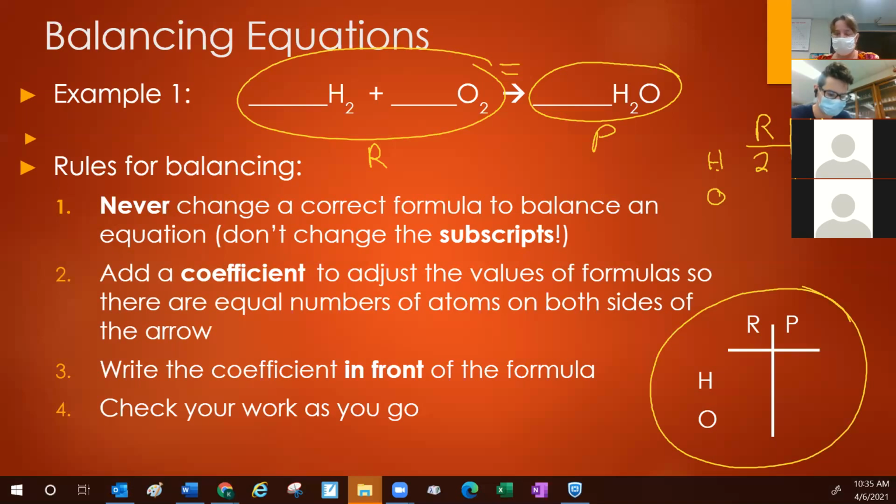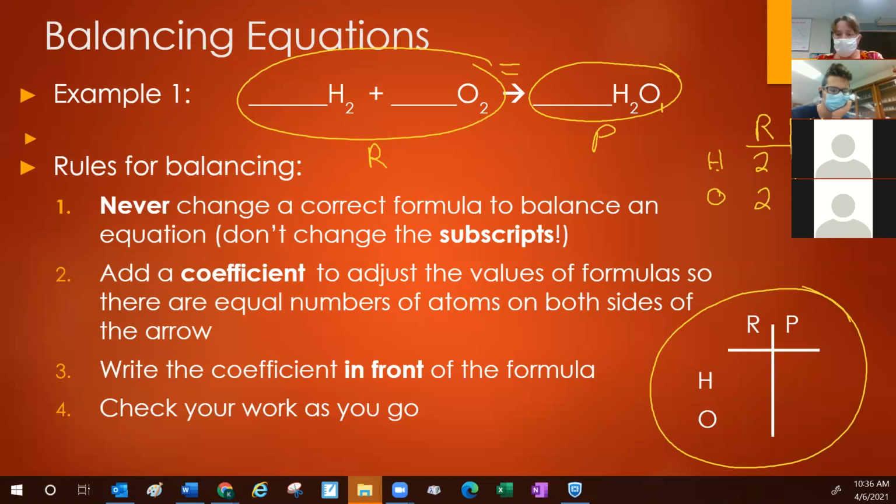Not only the hydrogen has to be balanced, but also the oxygen. So let's check the oxygen. On the reactant side, there are 2 oxygens. On the product side, however, this O, remember that when there's no subscript written, we assume it's a 1. There is only 1 oxygen in the product. And that's not okay because they are not equal. So our goal now is to make them equal.